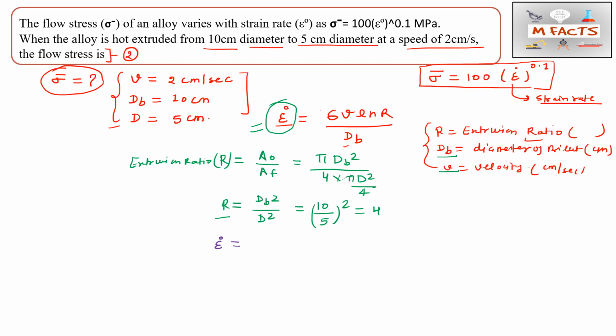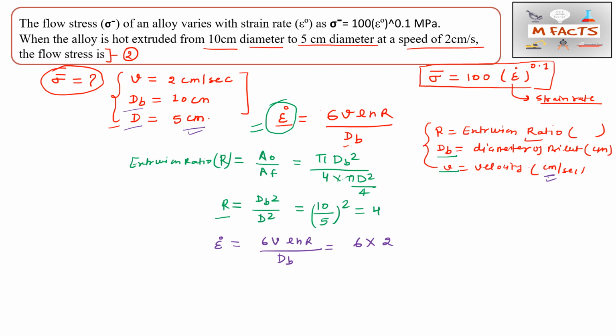Epsilon dot is equal to 6v. This relation is very important, so try to remember this formula. The v value is 2 centimeter per second, and we need not change the unit, because dB and d are also in centimeter, so it will get cancelled. Suppose the velocity had some other unit like inch per second, and d was in centimeter, then only we would need to convert inch per second into centimeter per second. But here the unit is the same, so unit conversion is not necessary.